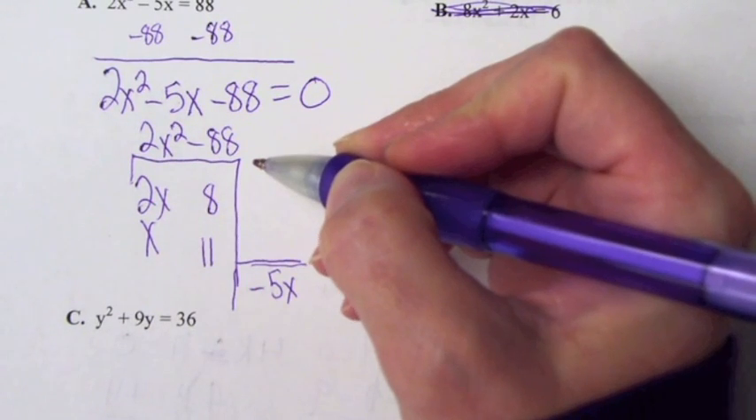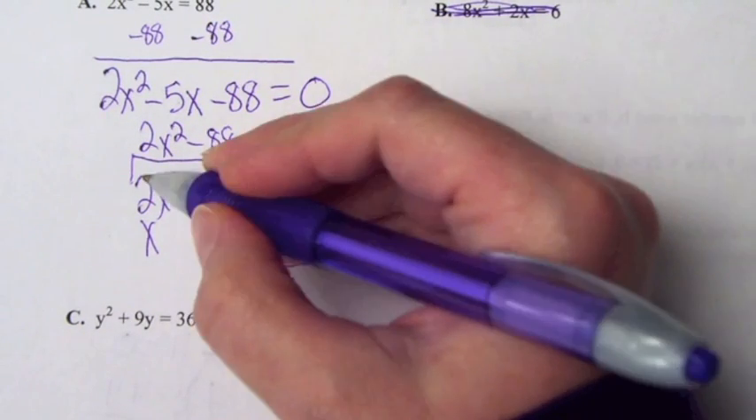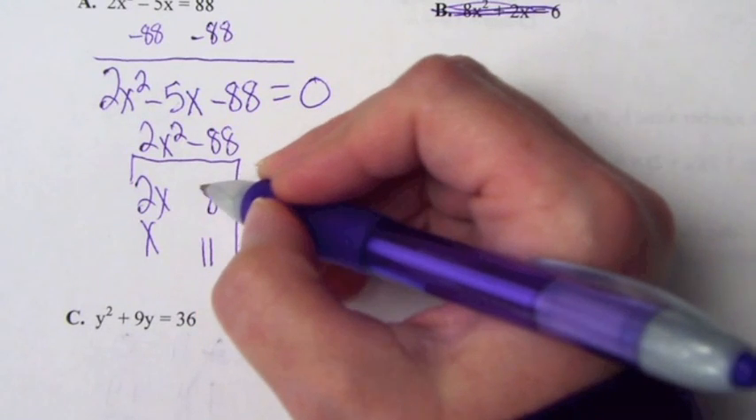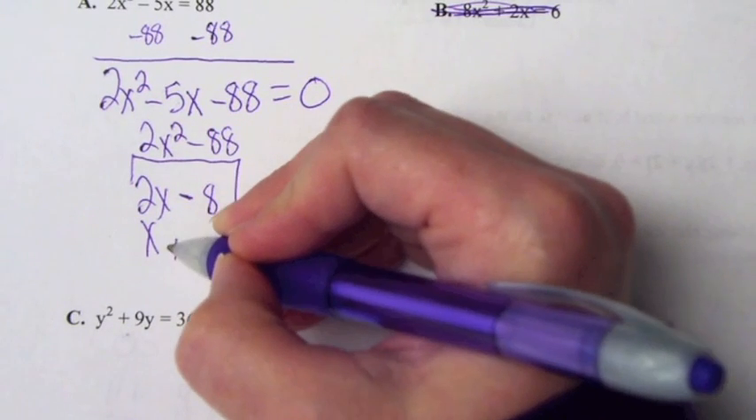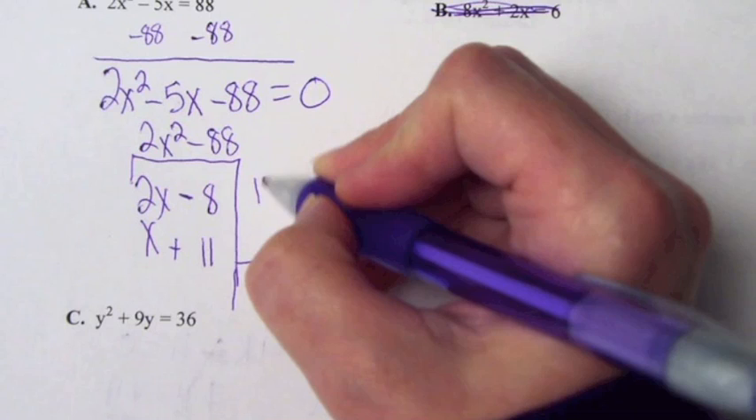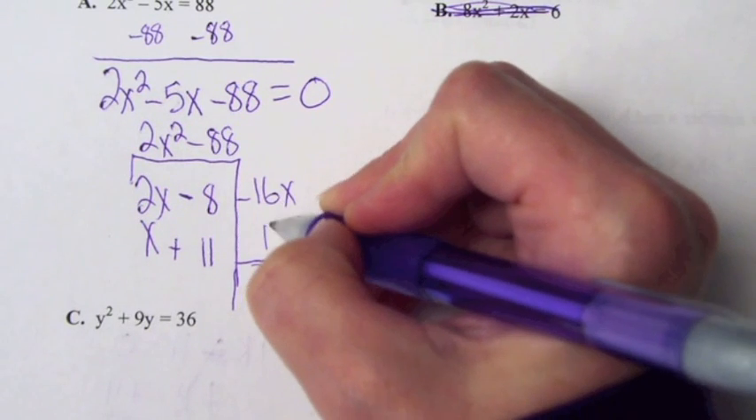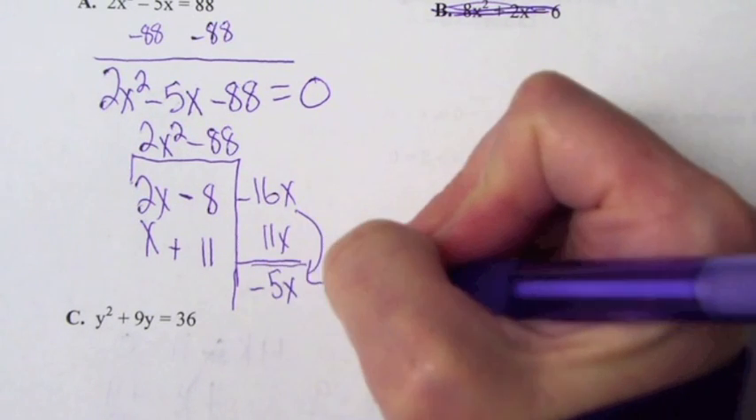And then this is going to turn out to be your biggest product. So the top one is right. So let's see if that works out. We get negative 16x and 11x. That does give us negative 5x.